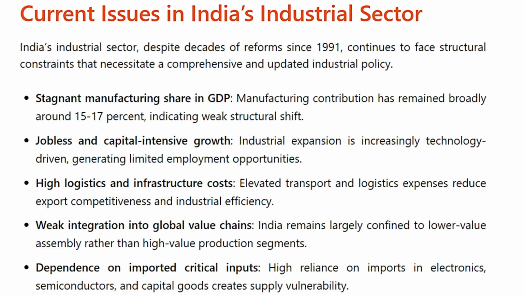Current issues in India's industrial sector. India's industrial sector, despite decades of reforms since 1991, continues to face structural constraints that necessitate a comprehensive and updated industrial policy. Stagnant manufacturing share in GDP: manufacturing contribution has remained broadly around 15 to 17%, indicating weak structural shift. Jobless and capital-intensive growth: industrial expansion is increasingly technology-driven, generating limited employment opportunities.